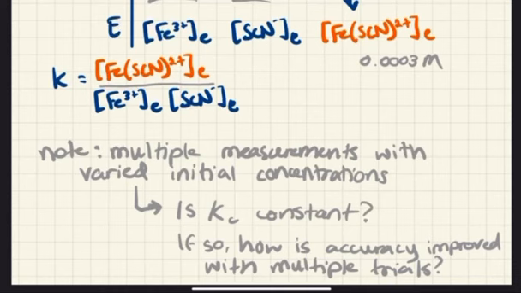But you don't ever really want to do anything in the chemistry lab where you're just making one measurement for something that should be a constant. We're going to make multiple different measurements, and we're going to vary our initial concentrations. And one of our research questions will be, is the value of the equilibrium constant, Kc, constant? And if it is, how is our accuracy going to be improved by our use of multiple trials? So I would keep both of those things in mind. And hopefully we can obtain really robust values for our equilibrium constants.